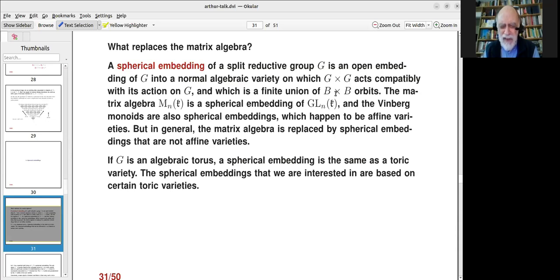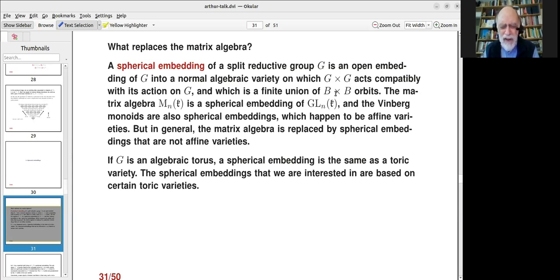The matrix algebra is an example of that. It's an elementary exercise to extend the Gaussian elimination to the matrix algebra. And the Vinberg monoids are also spherical embeddings, which happen to be affine varieties. But in general, the matrix algebra in the theory that I'm presenting is replaced not by the monoid, but by other spherical embeddings, which are a bit more complicated and which are in fact not affine varieties. It's not quite clear to me. There's an extensive literature of work by Ngo and various people, very interesting work and certainly valuable, but they work only with the Vinberg monoid.